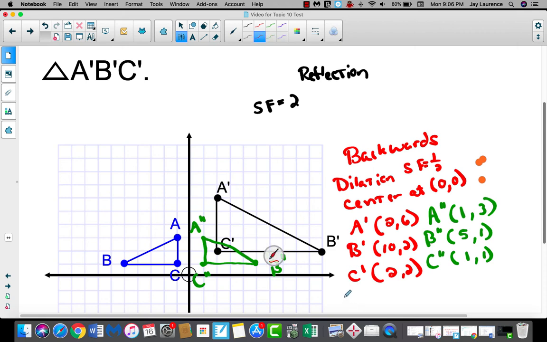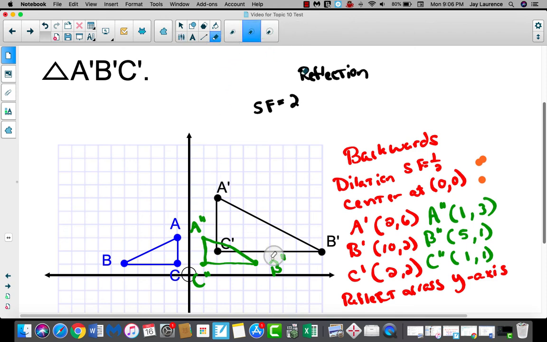So now I'm going to reflect the green one across the y-axis, right? Okay, yeah, because it's 1 unit from the mirror on the right, the blue one's 1 unit from the mirror on the left. To get my actual answer, my solution, this is backwards. I have to go forwards. So I'm going to start with the reflection.